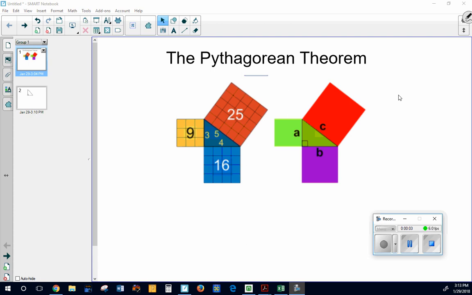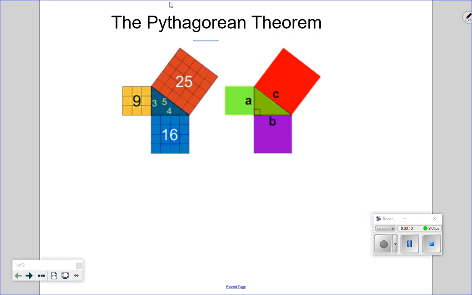Alright guys, this is a quick review of the Pythagorean Theorem. This is a formula that we can apply to right triangles. So, just as is demonstrated in these two pictures, the Pythagorean Theorem applies to right triangles. You can see the right triangle in both of these images in the center.